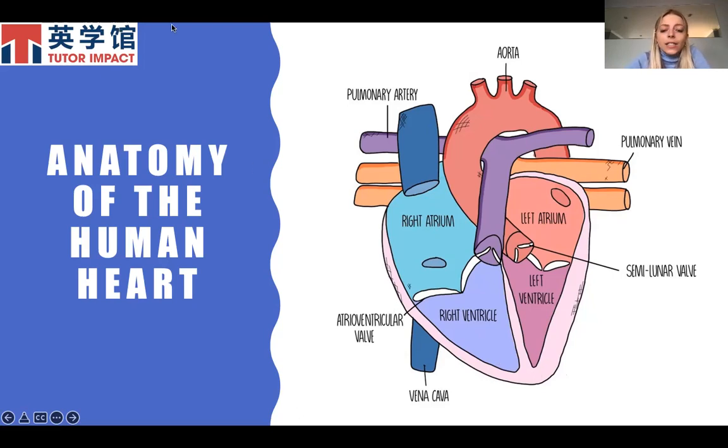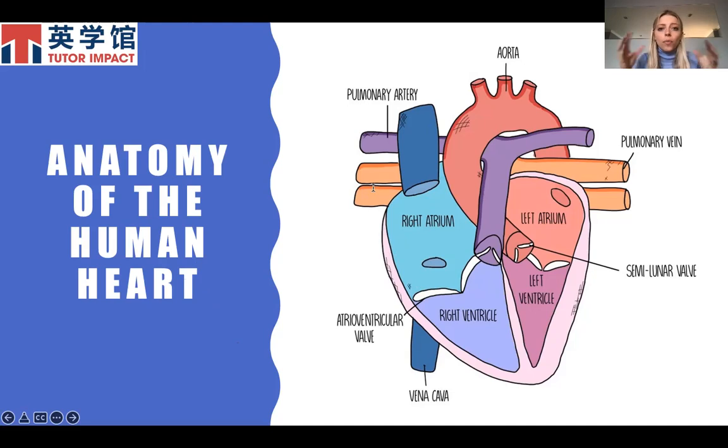And then looking at the chambers themselves, the top chambers are both called atria. So atria is the plural, we have the right atrium and the left atrium. And combined, they're called the atria. But they are called atrium when you discuss them individually. So these chambers, they receive blood from the veins in your body, which are vessels, and they supply the heart.